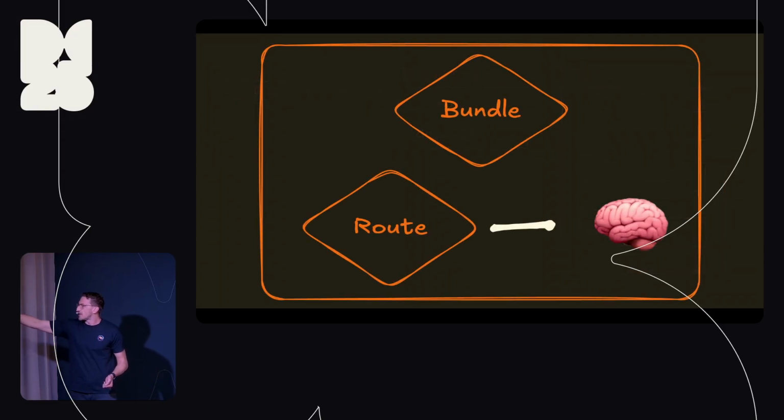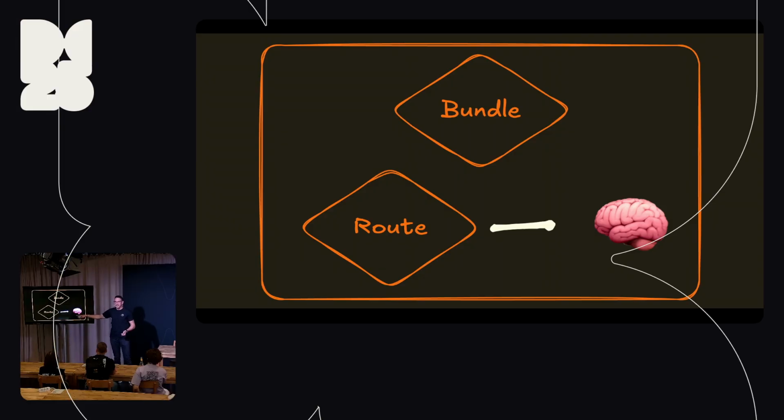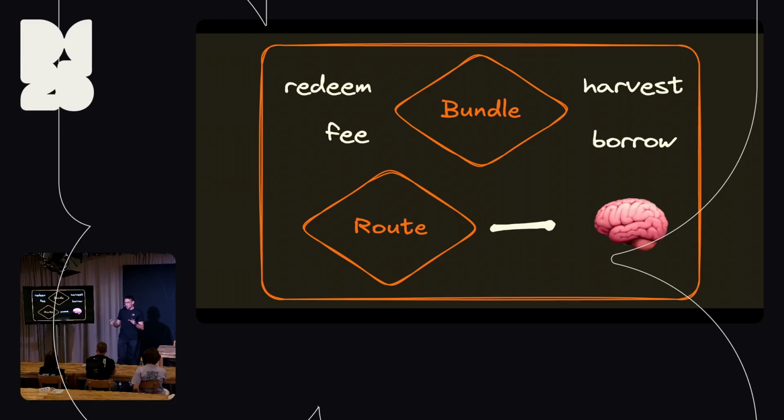So there's also the bundle API, which is pretty much the route API without that optimization. And here you can also have different actions besides redeem and swap and so on. There's also harvesting. You can add fees to those routes. You can borrow from protocols, repay debt. You can, of course, swap, because that's like the first operation many of us did.